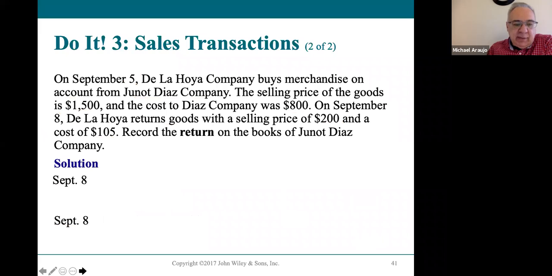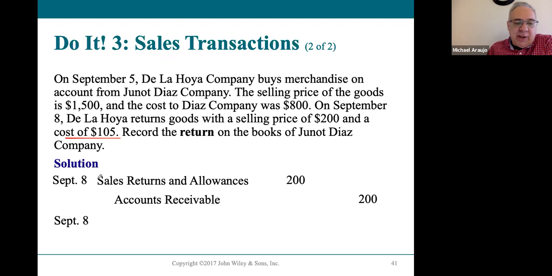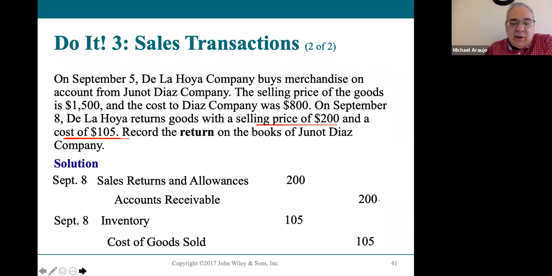Next thing is on the 8th, they returned $200 worth of stuff to us that's not defective. Okay, so we can resell it. So in this case, we're going to show on the 8th, sales returns and allowances of $200 because that was our selling price. And we're going to reduce our receivable by $200 because we're not going to be receiving that money. On the 8th, also because we can resell this to somebody else, we're going to put it back in our inventory by debiting inventory. And we're going to take it out of our cost of goods sold. And we're done. So, questions on the seller's perspective?